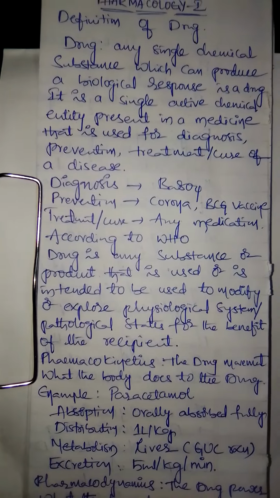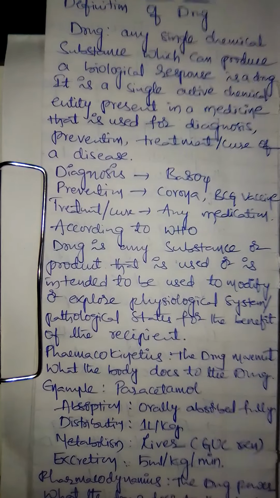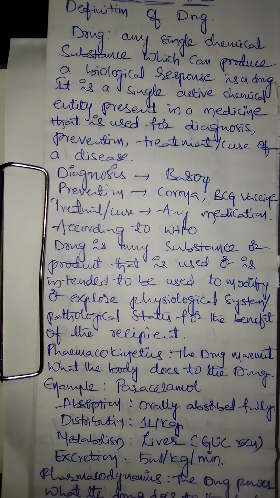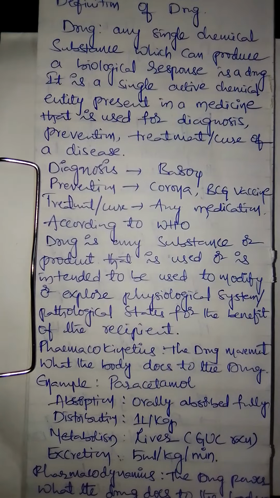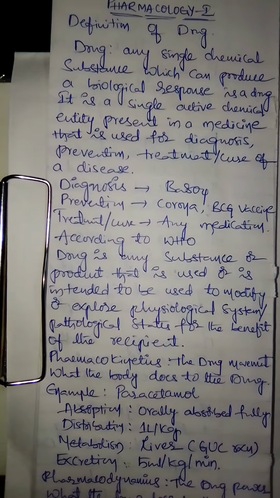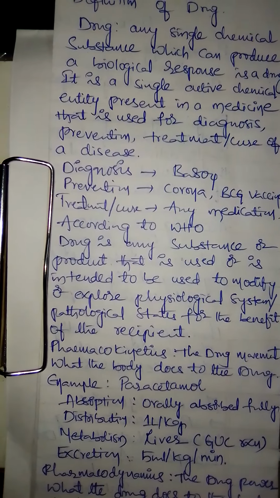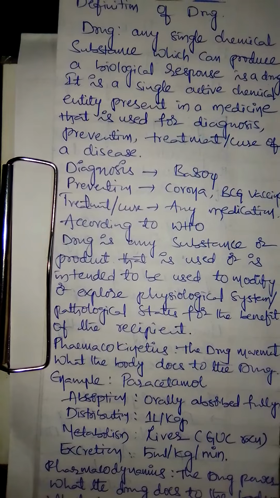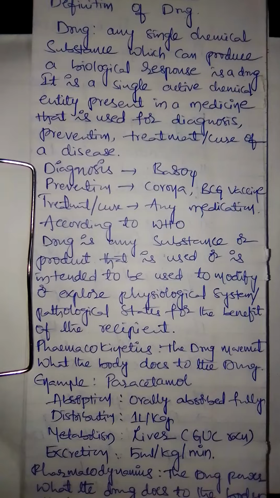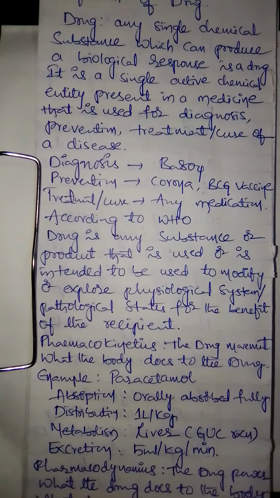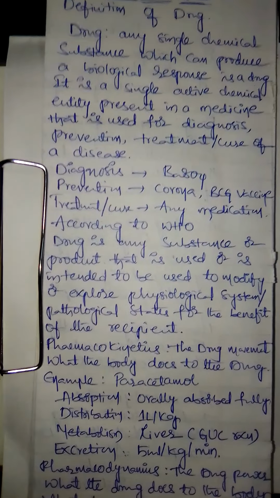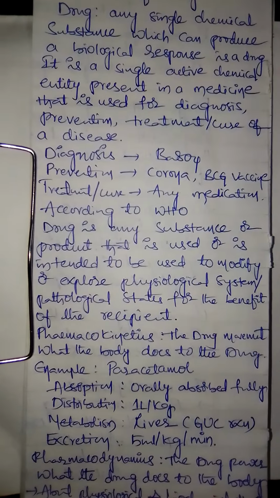According to WHO, the World Health Organization, a drug is any substance or product that is used or is intended to be used to modify or explore physiological systems or pathological states for the benefit of the recipient. So it is a chemical moiety, used or intended to be used, that alters the physiological and pathological state of the recipient. Here recipient means the patient who takes the drug.